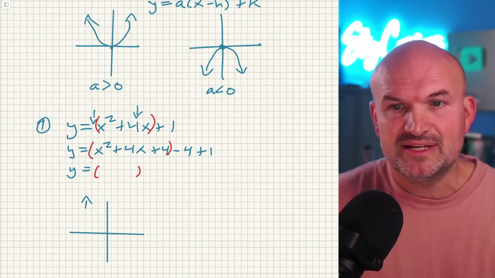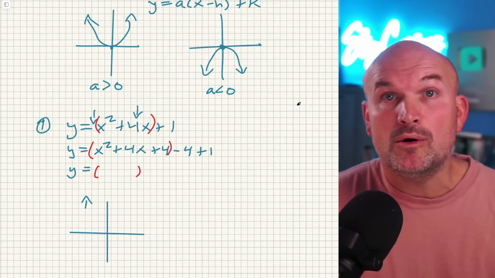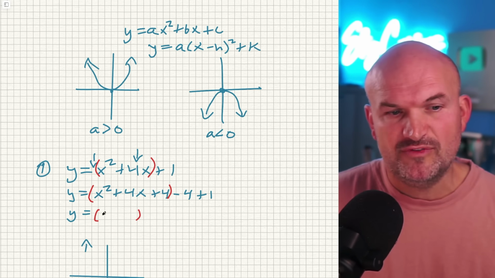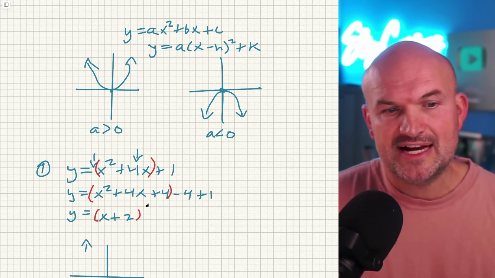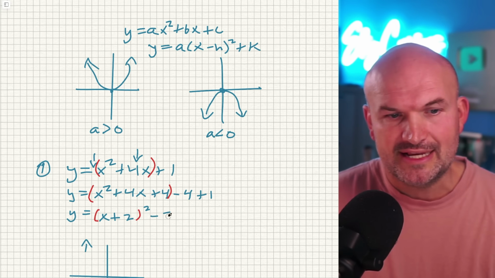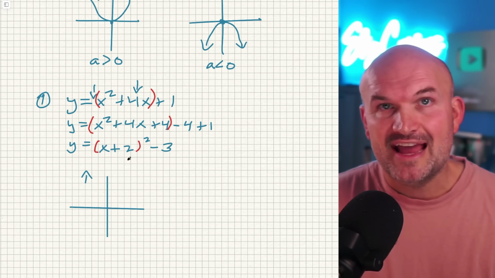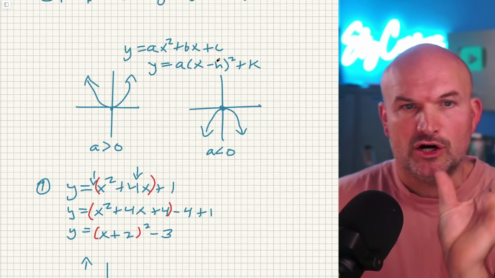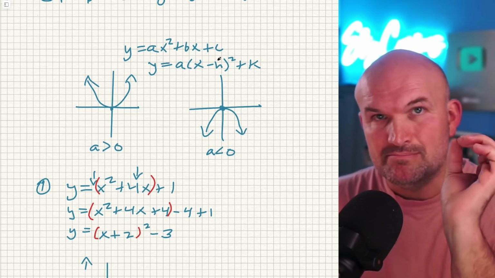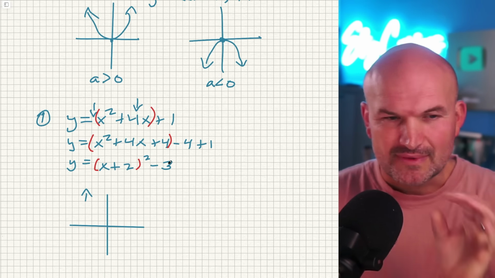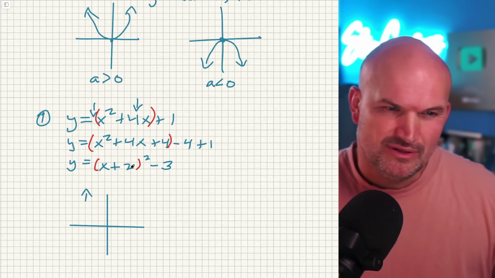That's very, very important because that is exactly what we're looking for in our vertex form. So x squared plus 4x plus 4 can be factored down into the quantity x plus 2 squared, and negative 4 plus 1 is going to be a negative 3. Now I have my vertex. Understanding your vertex form, these are what we call our h and our k. But notice it's x minus h, and it's plus k.